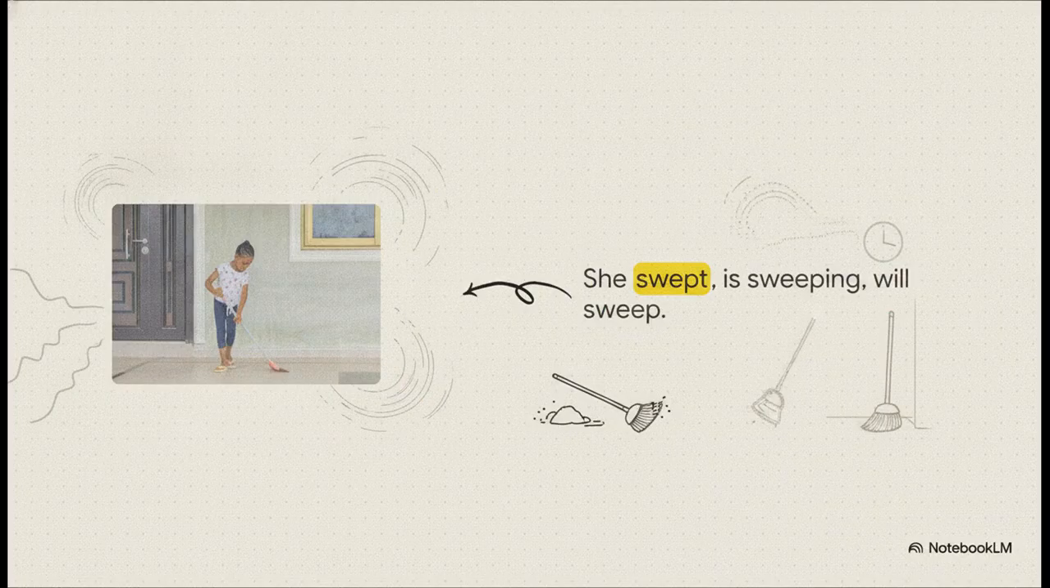Now let's see how tweaking that tense dial completely changes reality. Imagine a girl with a broom. Set the dial to the past and we say, she swept. The action is totally over. Turn it to the present and it becomes, she is sweeping. It's literally happening right before our eyes. Crank that dial to the future and it's, she will sweep. It's a plan, but it hasn't started yet. So that's one single verb creating three entirely different realities.